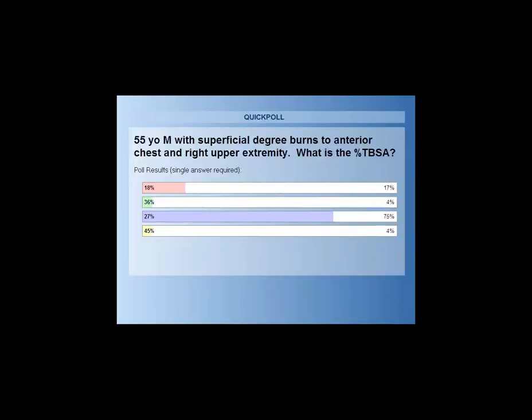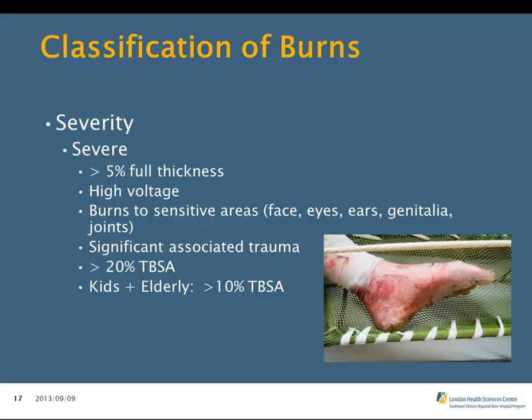And here are the results. So we have 17% say 18%, 4% say 36%, 75% say 27%, and 4% say 45%. Okay, so we see that most of us got the correct answer there, which was C, 27%. Some of us did get, we had some people choosing 18%, 36%, and 45%. So maybe we could just quickly go over how we came up with that calculation.